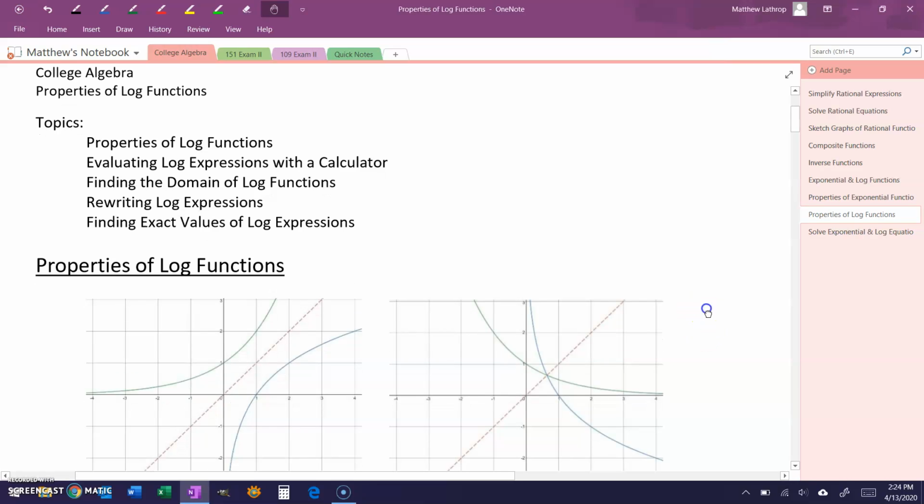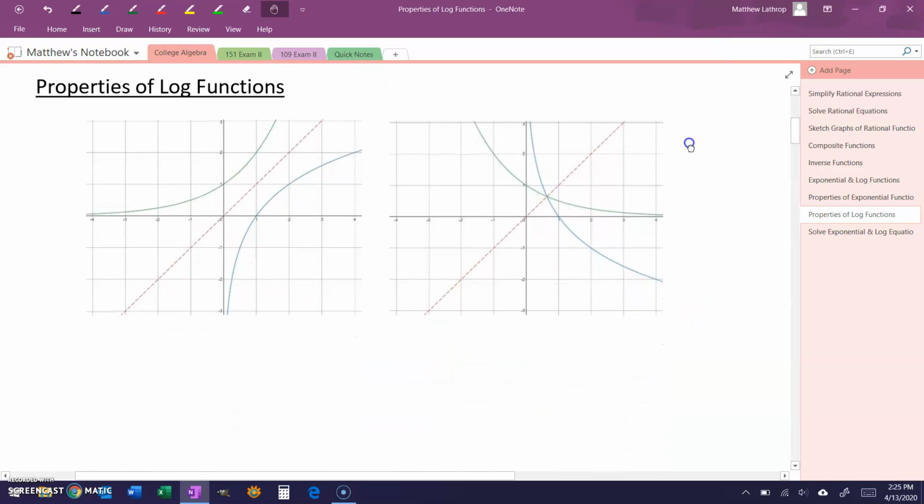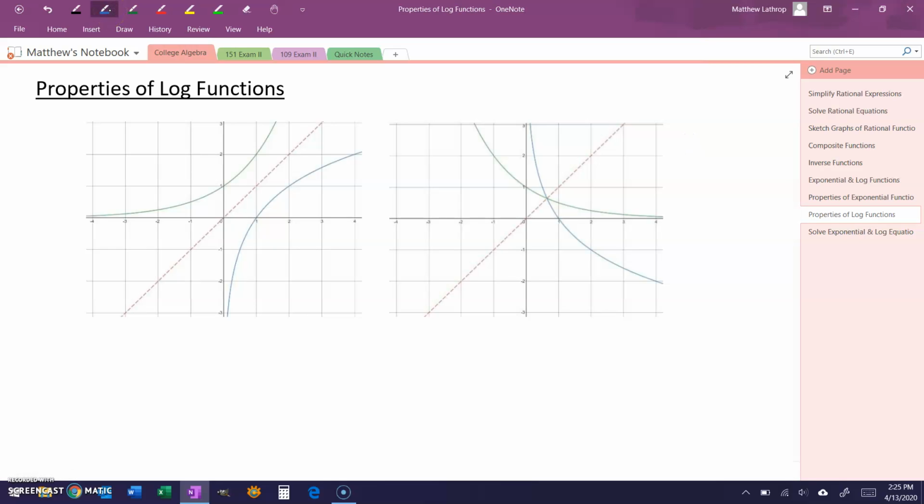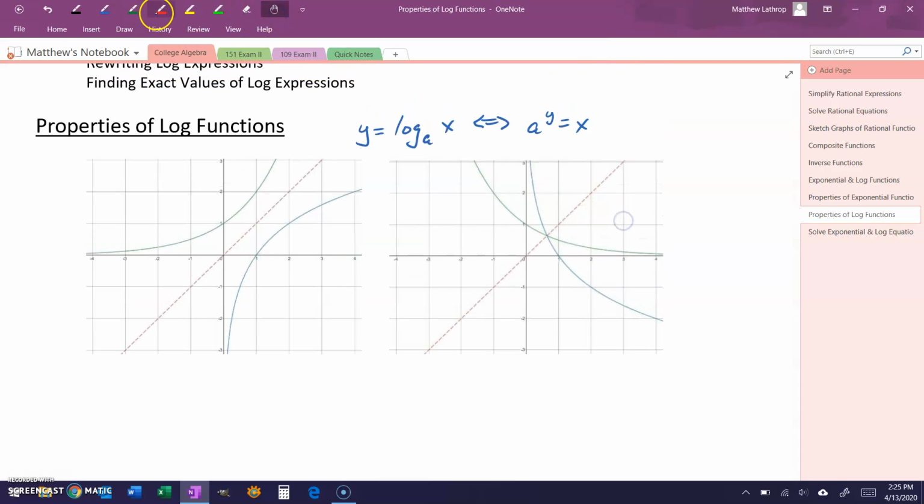Before diving into the different properties for log functions, we want to start off with a review of log functions in general, which are functions of the form y equals the log base a of x. Keep in mind that statement is the same thing as saying a to the y power is equal to x, which is the inverse of a to the x equals y. So essentially what we have are exponential functions and log functions, which are inverses of each other.